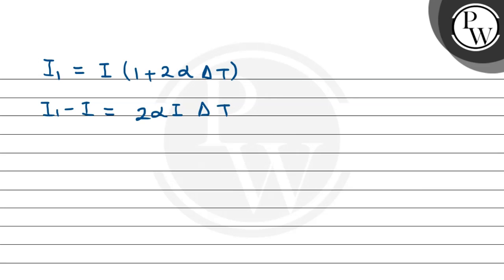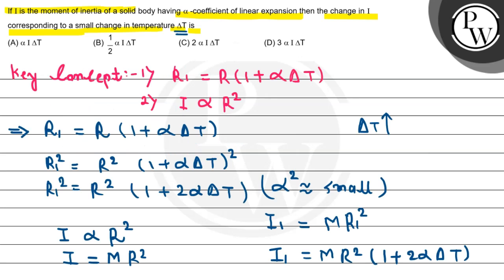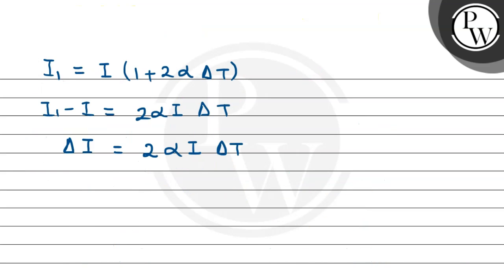Now see here, I1 ये final moment of inertia of the body है after change in temperature delta T, और I ये initial moment of inertia है for the body. So final minus initial moment of inertia will give me the change in moment of inertia, that is delta I. So it comes out to 2 alpha I into delta T. And see, यही तो हमसे question में पूछा गया था, to find out the change in I corresponding to small change in delta T. सो ये किसके equal निकल के आया है, 2 alpha I delta T के.